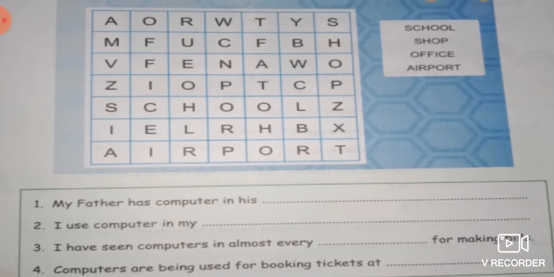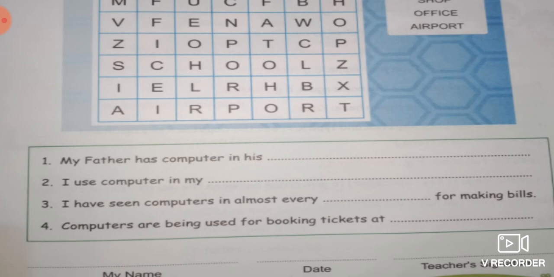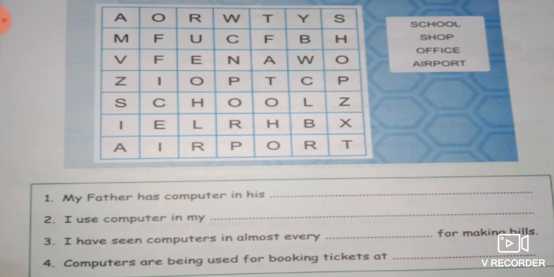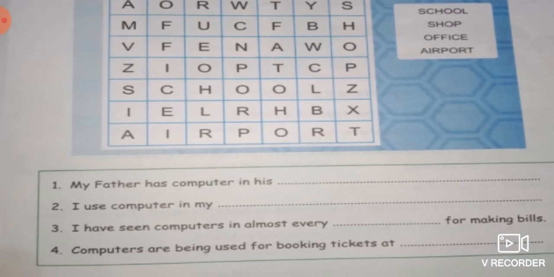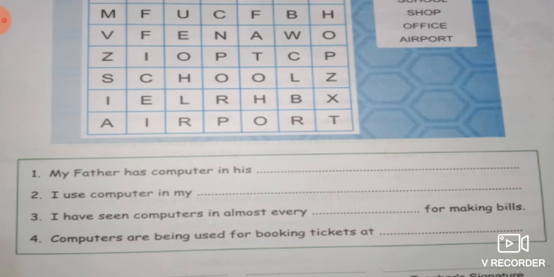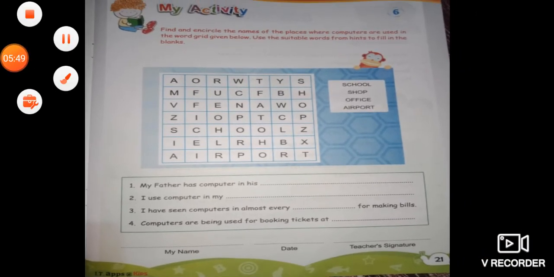Next is I use computer in my. So where can you use it? At your home, but because home is not given here, you can write school from the list. Third point is I have seen computer in almost every for making bills. So where are bills made? I have seen computer in almost every shop for making bills. And the last is computers are being used for booking tickets. Where do we book tickets? At airports. Okay, so this is how you will complete page number 20 and 21 of your book.